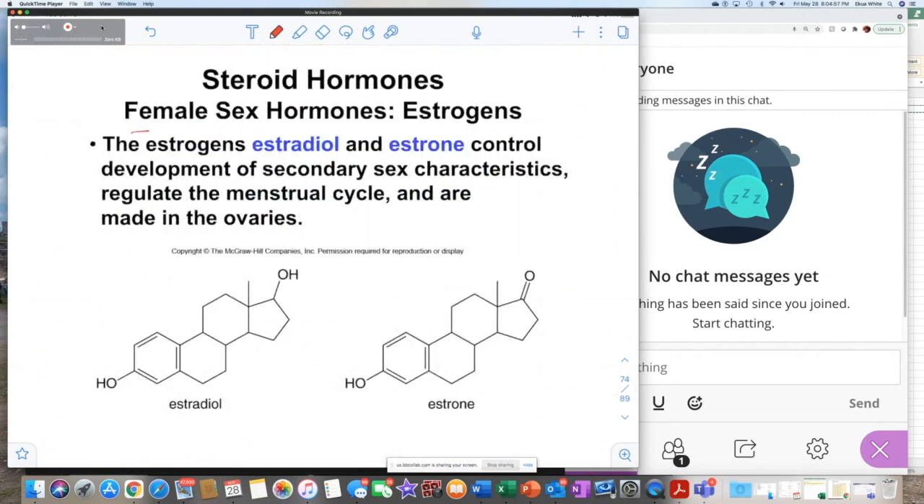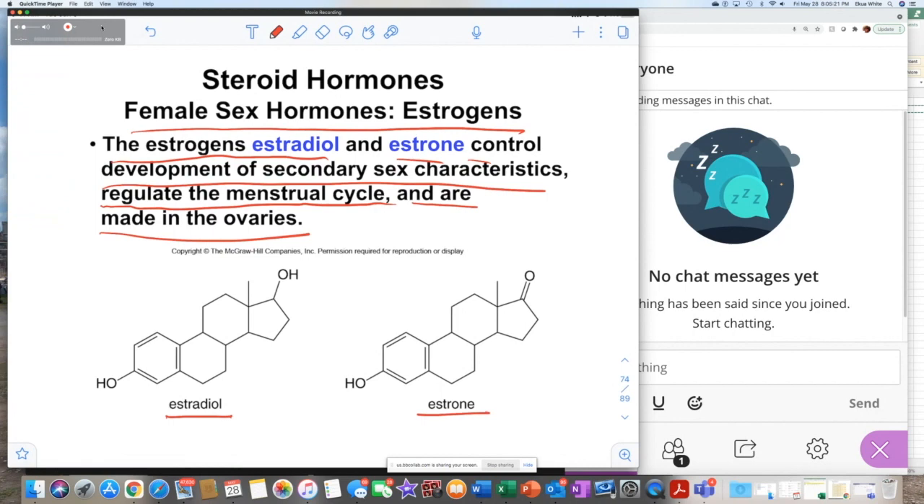So here we're looking at female sex hormones. I'm not so great about the biology part. There's nothing to figure out. There are no mysteries here. It's just information. The estrogens, estradiol and estrone, control development of secondary sexual characteristics in females. They regulate the menstrual cycle and are made in the ovaries. So your ovaries are very important for female characteristics, right? So we have estradiol here and estrone.